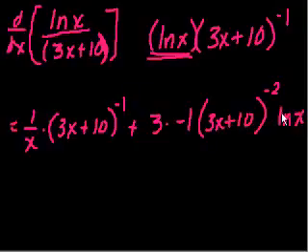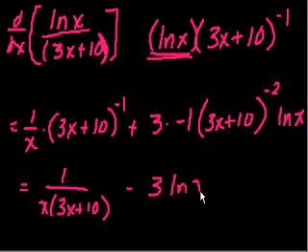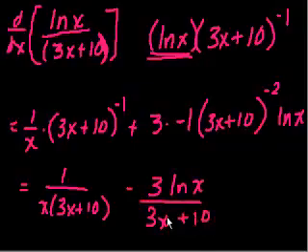We could simplify that. This is 1 over x and 3x plus 10 to the negative 1, so we could rewrite this as 1 over x times 3x plus 10. And plus 3 times minus 1, so that's the same thing as minus 3 ln of x over 3x plus 10 squared. I think you see how I got from here to here. I just manipulated the exponents and multiplied some numbers, etc.